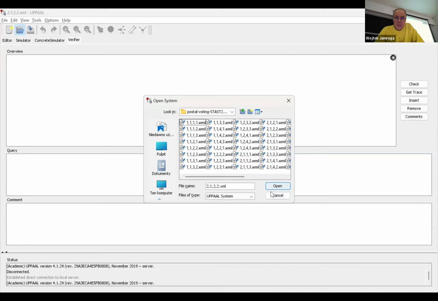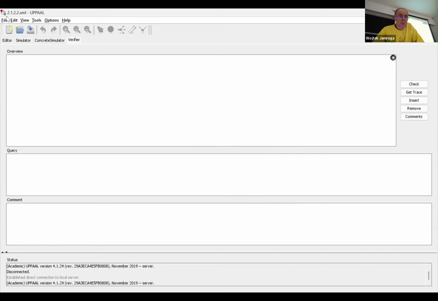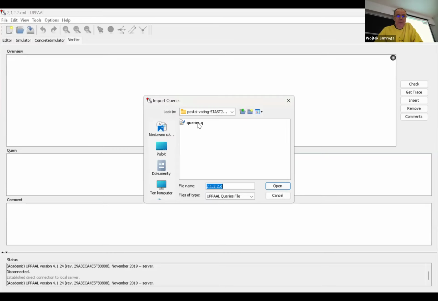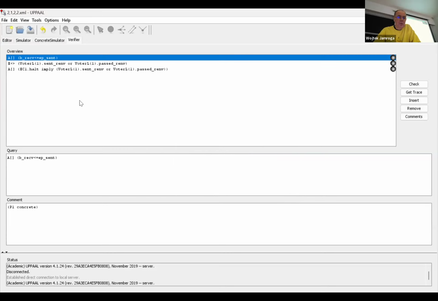Oops, I lost it. No, because I want to import the queries. Okay, so there is another file with some queries. For instance, this property says that the number of received ballot packages is never greater than the number of sent election packages. So basically, there is no ballot stuffing, right?